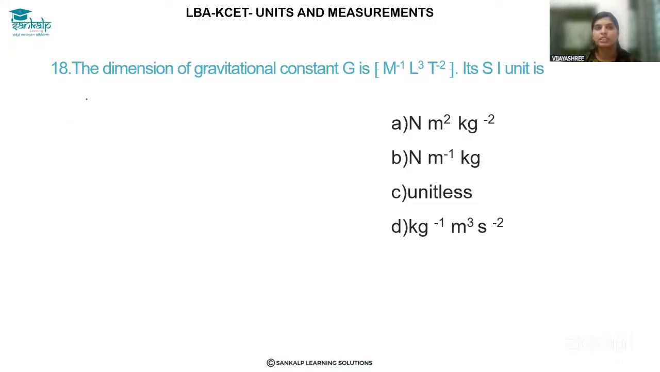So G means it is the universal gravitational constant. So how do we derive this? Gravitational force between any two masses. Gravitational force F is the gravitational force between any two masses with the mass of capital M and small m.